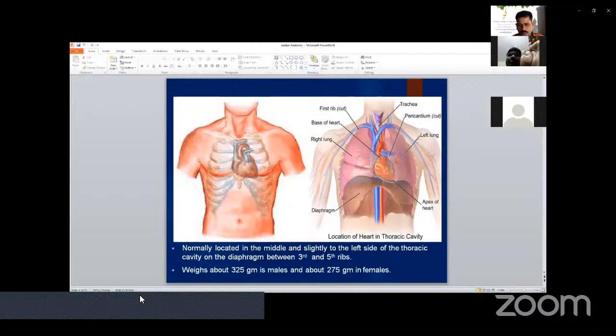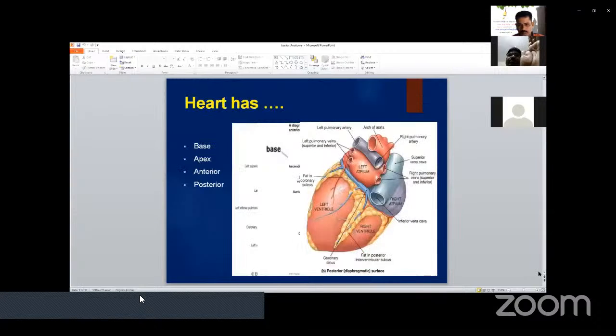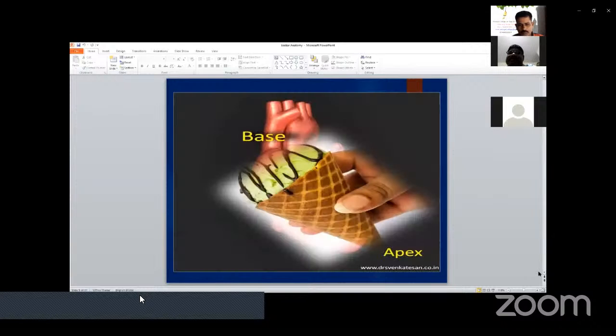Now next slide number 6. Inside slide number 6, you can see... all of you watch slide number 6. Screen sharing is not okay. Slide number 6.